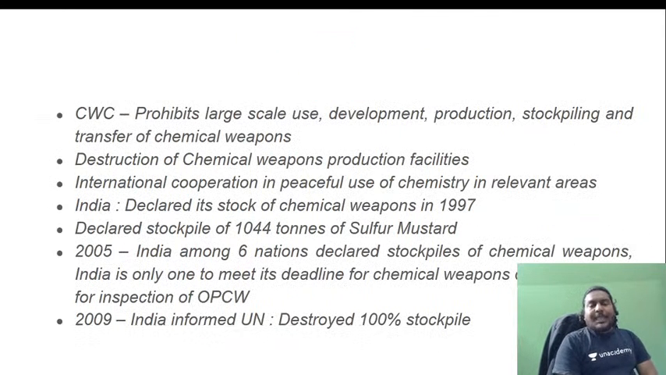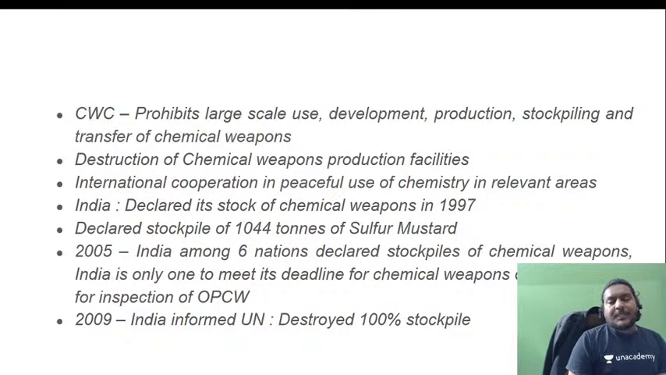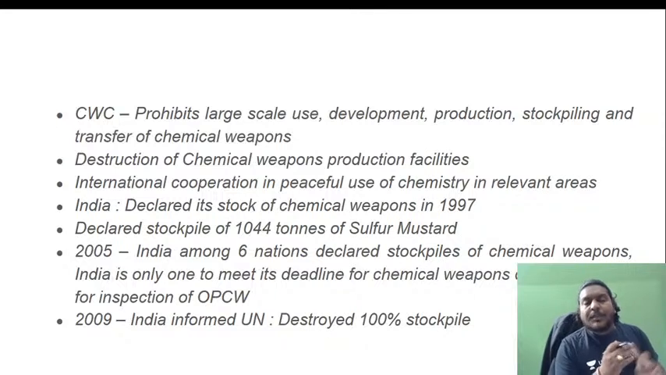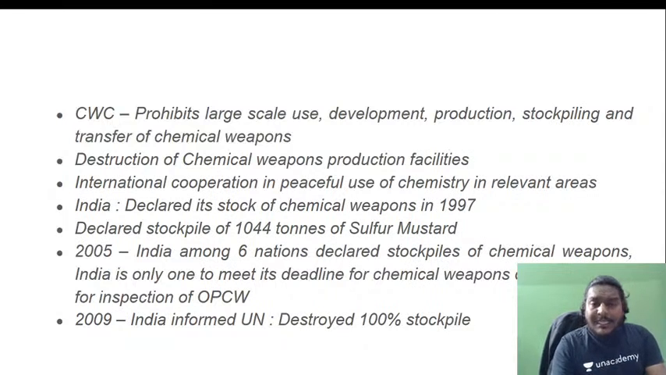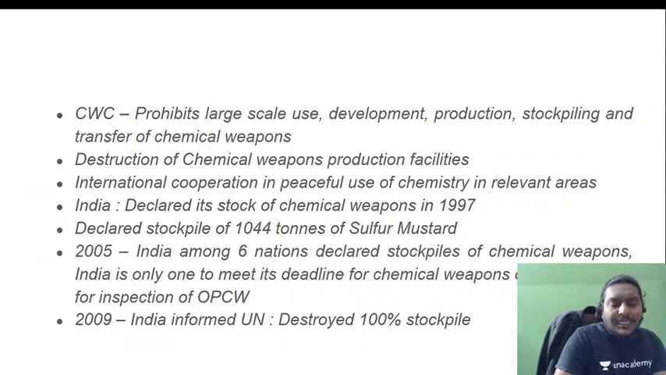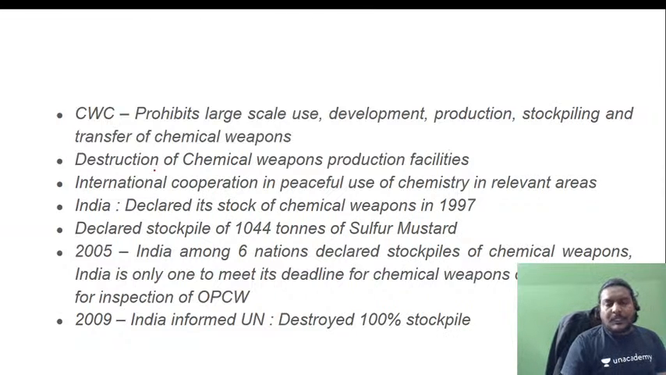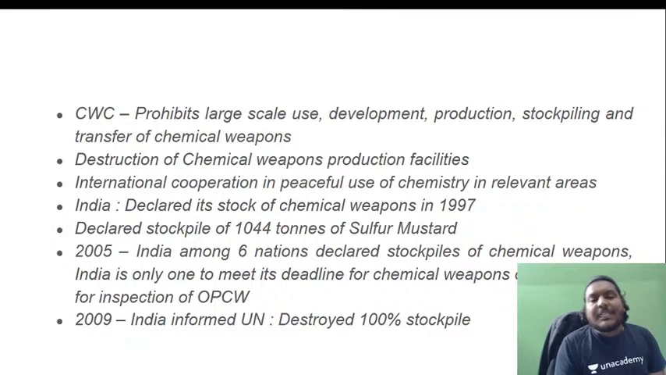Now, the Chemical Weapons Convention makes it very clear: they prohibit the usage, development, production, stockpiling and transfer of any chemical weapons. And if there are any chemical weapons production facilities, you have to completely destroy them. They say very clearly, if you have any production facilities, destroy them. This is how they deal with it. And what we need here is international cooperation.